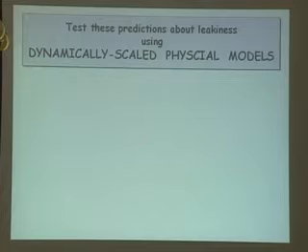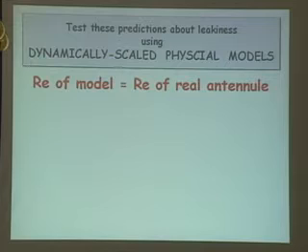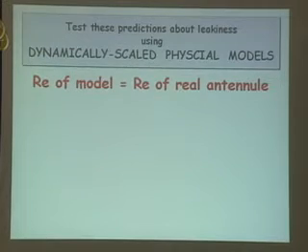So to test this, we took advantage of a nice trick that engineers and biologists can use, and that is using dynamically scaled physical models. And what I mean by a dynamically scaled physical model is if you build a scale model of, for example, a lobster antennule, and you keep the Reynolds number of the model the same as the Reynolds number of the real antennule, then the ratio of inertia to viscosity will be the same for the model as for the real hair. And it turns out that the distribution of velocities around the model will be the same as around the real antennule, and the force distributions will be the same as well. So this is very convenient for us.